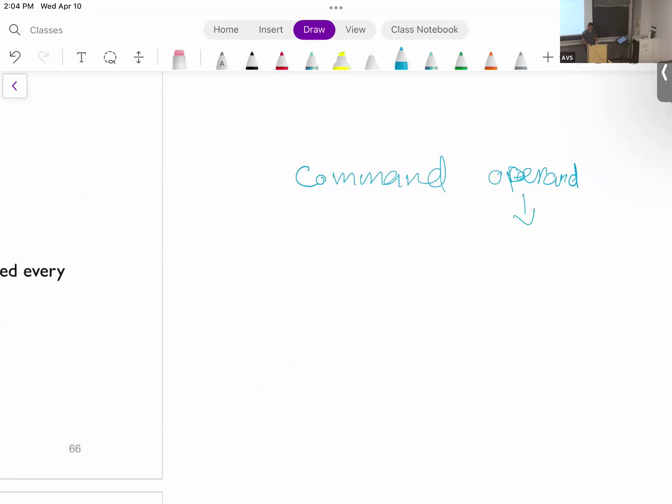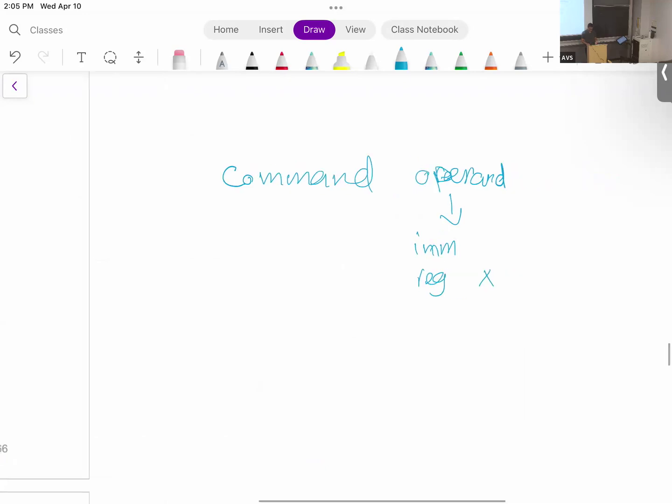And these operands could be just a plain value, which we usually call an immediate. It could be registers, which in RISC-V we write as x0 to x31. Or it could be memory addresses, which we usually write as some form of M and some number inside, right? And this middle one, the register one, is the kind of registers we are talking about.